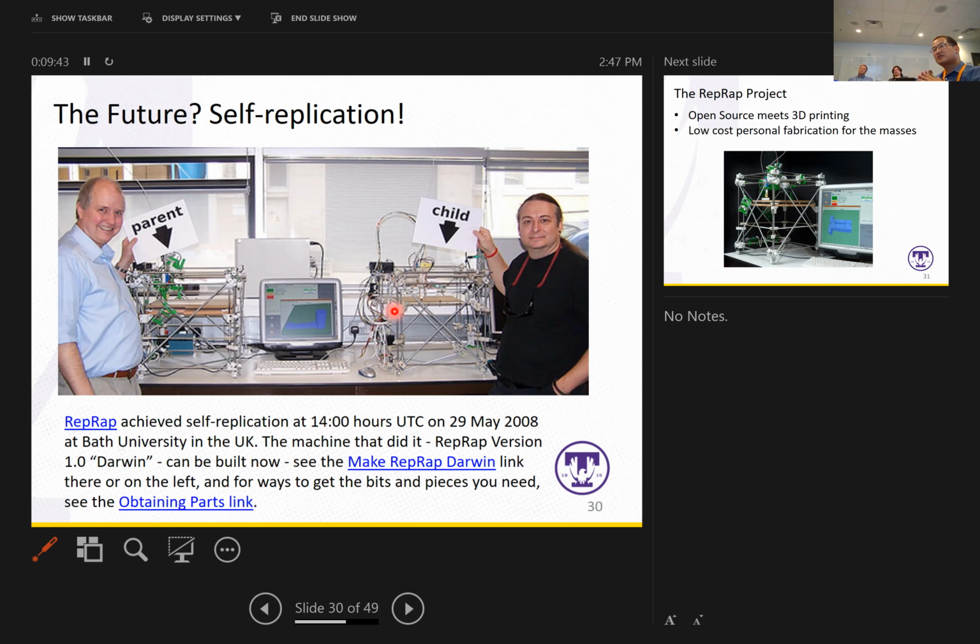So the idea is, let's think again about the colony on Mars. You need to send your machine there, and then how do you manage the manufacturing without humans there? Then you need such a capability.